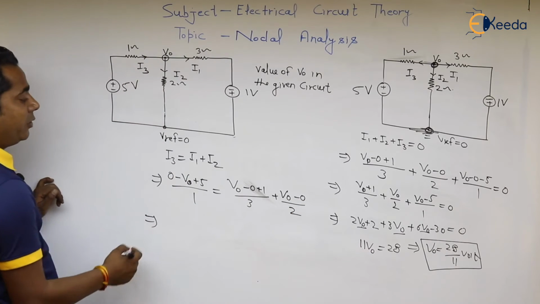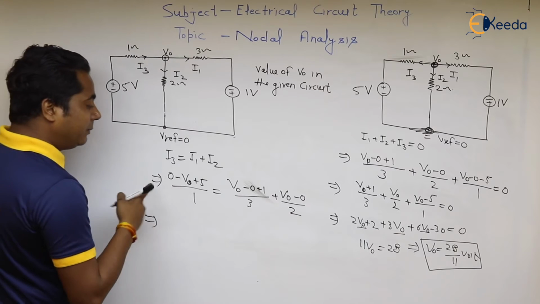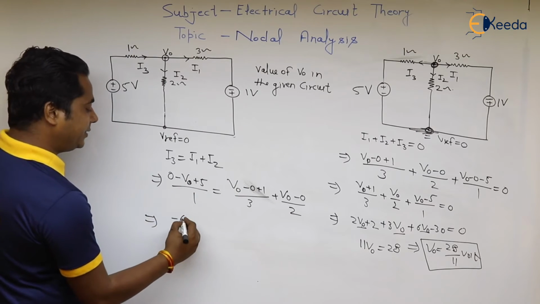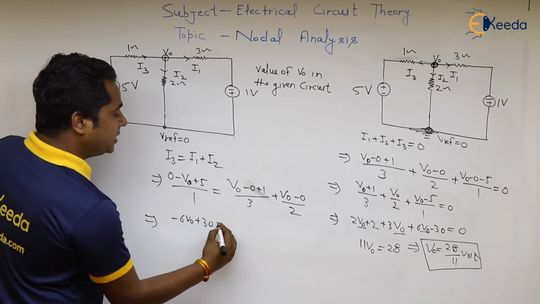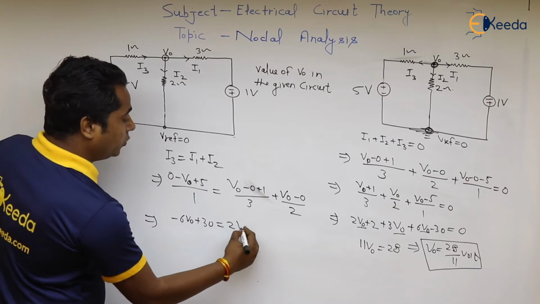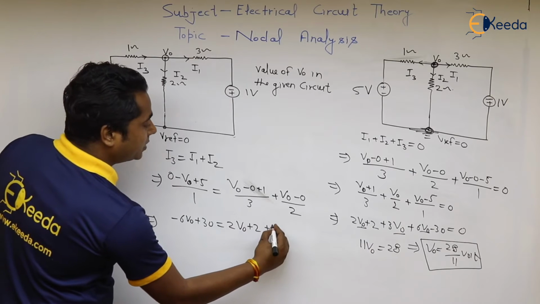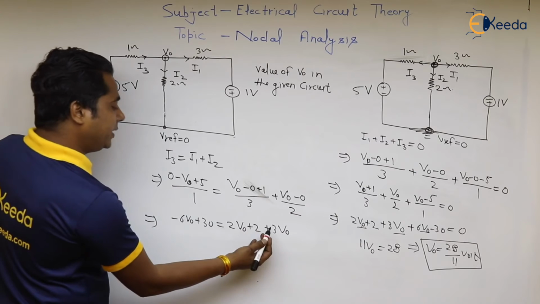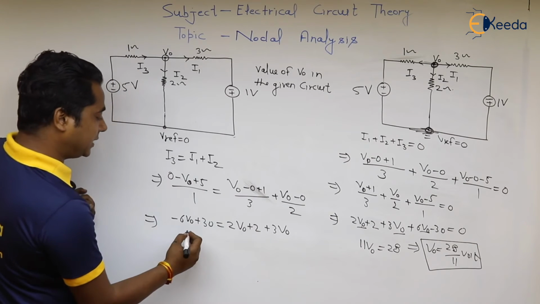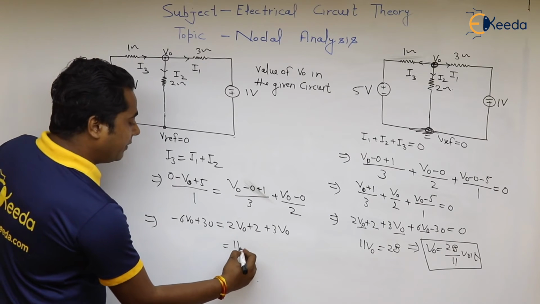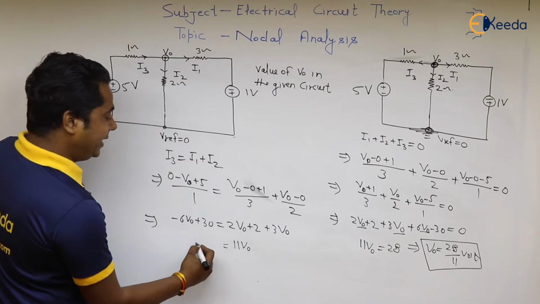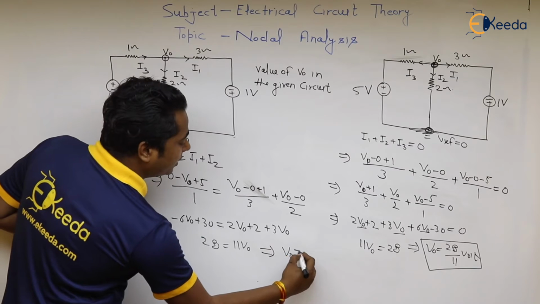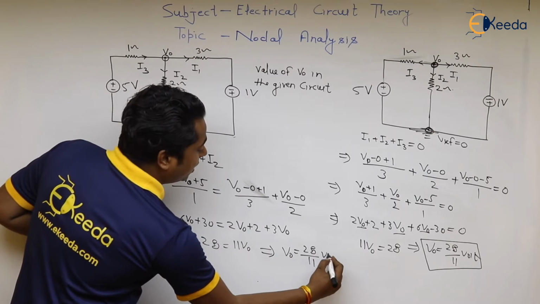So we can calculate from here, and we can directly multiply 6 on the left hand side and right hand side. So minus 6 V0 plus 30 is equal to 2 V0 plus 2 plus 3 V0. So we will send this to this side and this 2 to this side. So it will be 11 V0 and here it will be 28. From here we can see that V0 is equal to 28 by 11 volt.